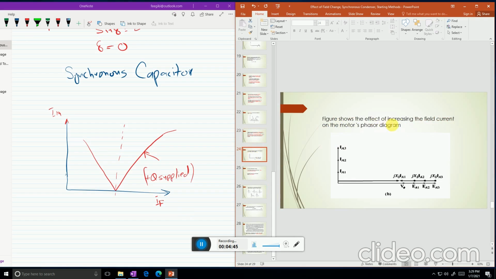This figure shows the effect of increasing the field current on the motor phasor diagram. So we can see that when we increase the field current, EA increases. As EA increases, the corresponding IA increases. So it means more reactive power is supplied to the system. So we just increase the field current and increase the reactive power to the system.